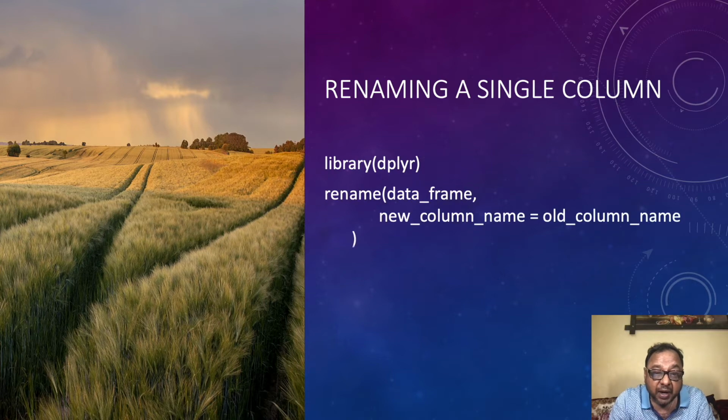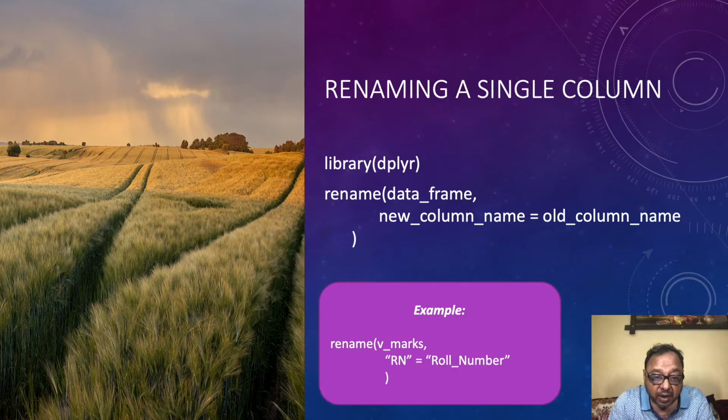In the library dplyr, there is a function called rename. So you can use the rename function. The syntax is rename the data frame name followed by a comma. Then you give the new column name equals to the old column name. So we see an example. So you see that you can say rename. This is the function followed by the data frame name, and this is the new column name.